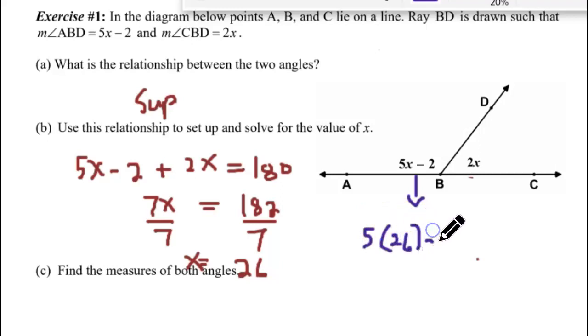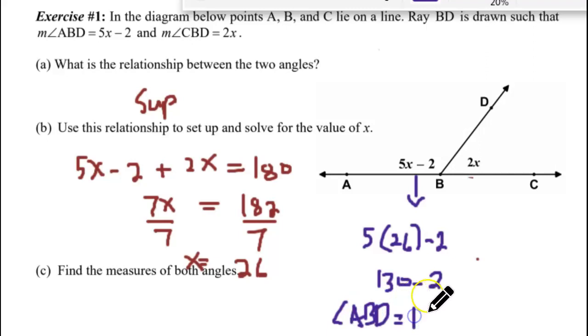How much is 5 times 26? 5 times 26 is 130. Can you double check? I don't want to make a mistake. Then minus 2. So therefore, angle ABD is equivalent to 128.